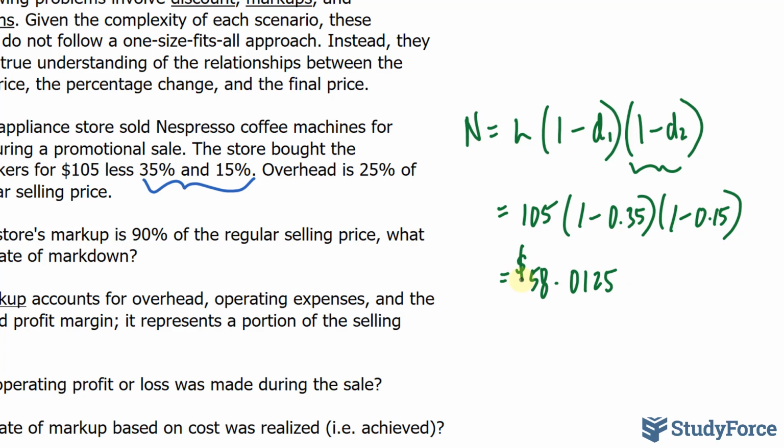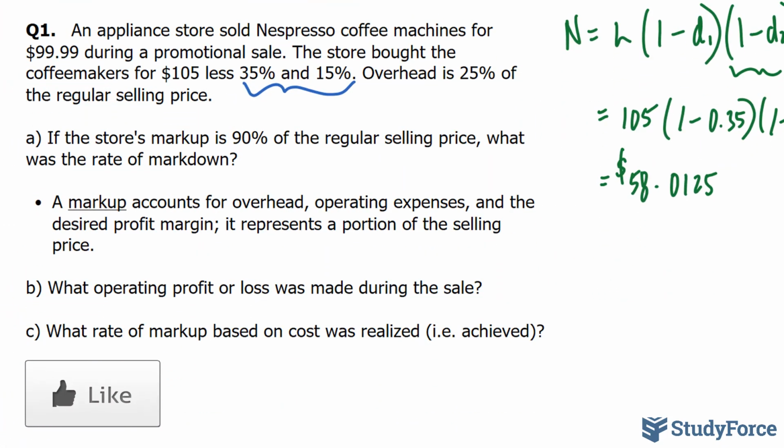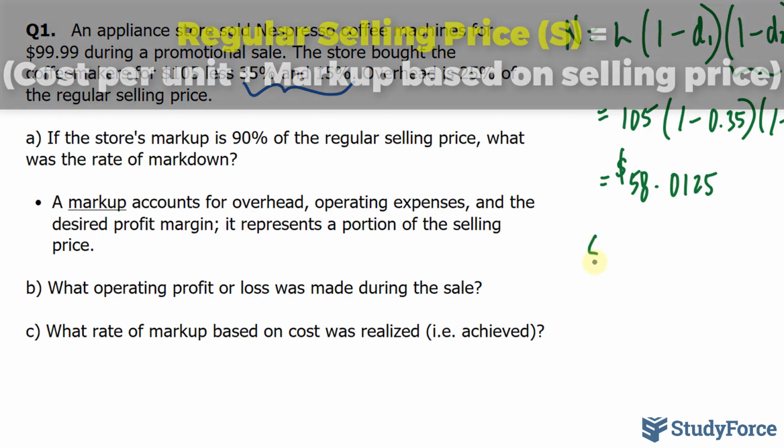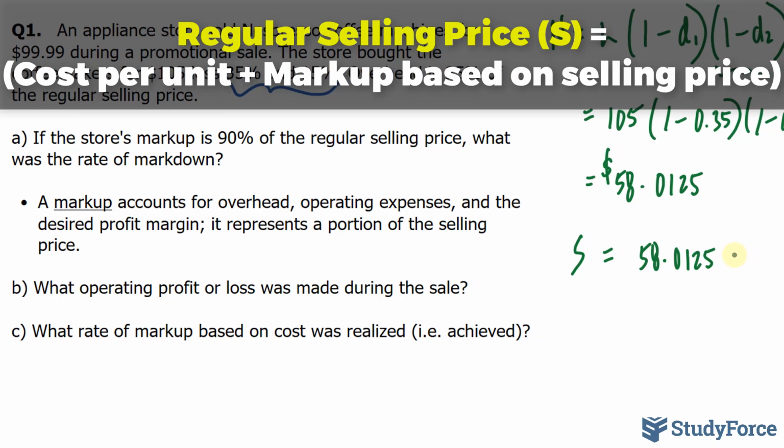In some textbooks, this is even denoted as C for the cost. The next thing we'll do is use this value to find out the selling price. Because only once we find the selling price can we figure out the rate of markdown. Let me explain to you what I mean. So the selling price is equal to the cost per unit, which we've denoted as N, being 58.0125, plus the markup cost.